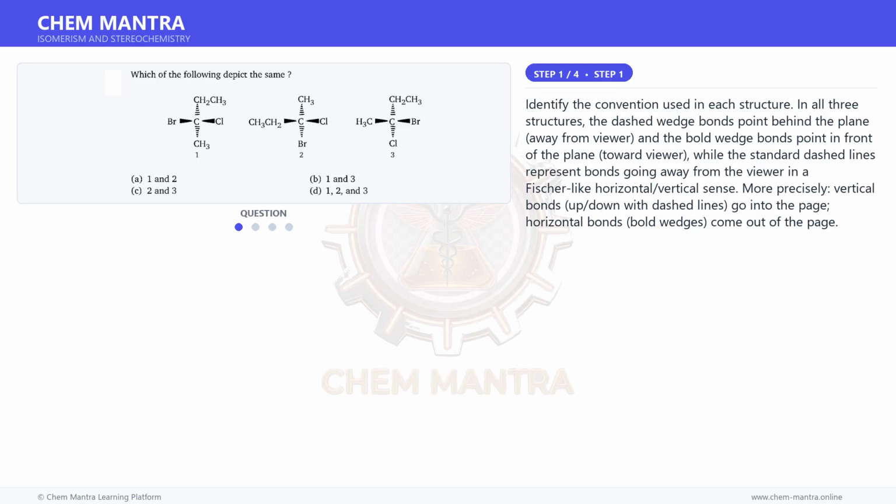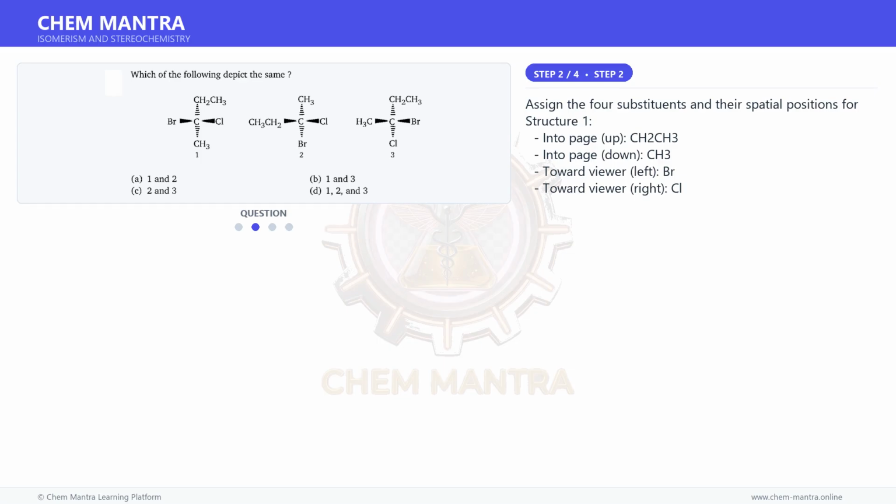In all three structures, the dashed wedge bonds point behind the plane, away from viewer, and the bold wedge bonds point in front of the plane, toward viewer, while the standard dashed lines represent bonds going away from the viewer in a fissure-like horizontal-vertical sense. More precisely, vertical bonds, up-down with dashed lines, go into the page, horizontal bonds, bold wedges, come out of the page. Moving on to the next step.